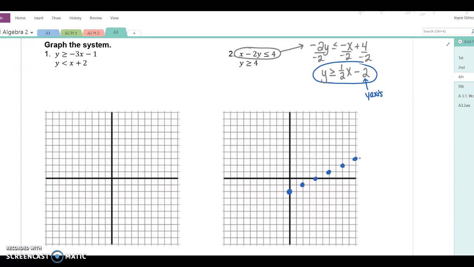Before you get in too much of a hurry, you need to think about, should this be a solid line or a dashed line? Solid line, because it's less than or equal to, because the line is part of the shading, it's a solid line.